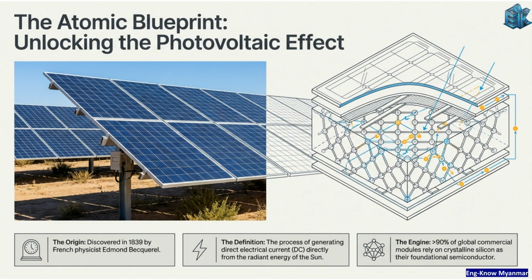This video, The Atomic Blueprint: Unlocking the Photovoltaic Effect, explores the fundamental science behind solar power. We will examine how a single photon of light can be transformed into an electron, generating direct current. The photovoltaic effect, discovered in 1839 by Edmond Becquerel, relies on crystalline silicon as its foundational semiconductor.